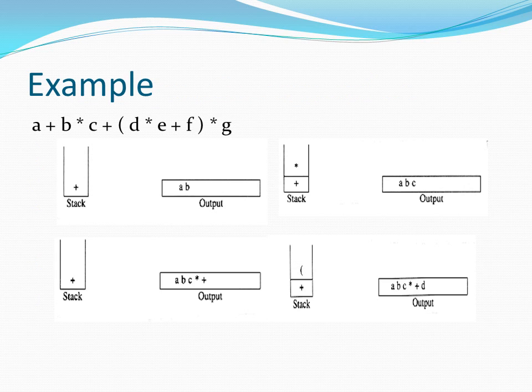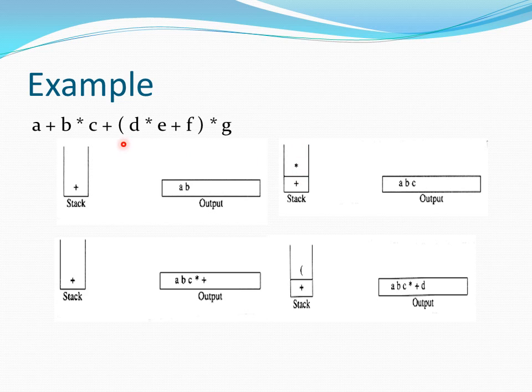For example, the given infix expression is a plus b star c plus d star e plus f star g. First character read is a, it's an operand, write it in the output. Then plus, the operator, push into the stack. Then b operand, so write it in the output. Then star operator, push. Plus is lower priority than star, so no problem pushing star.